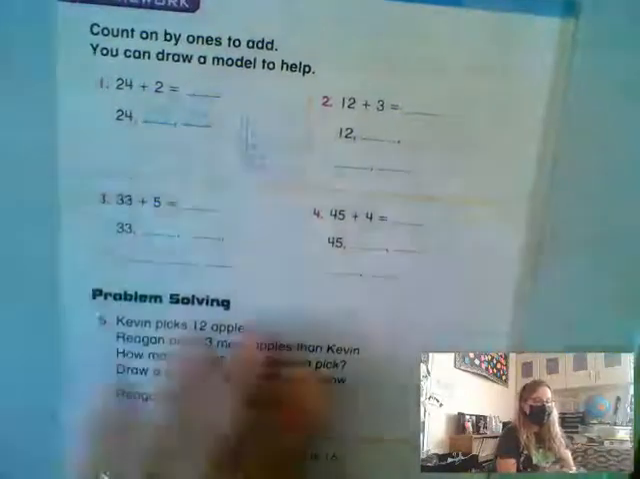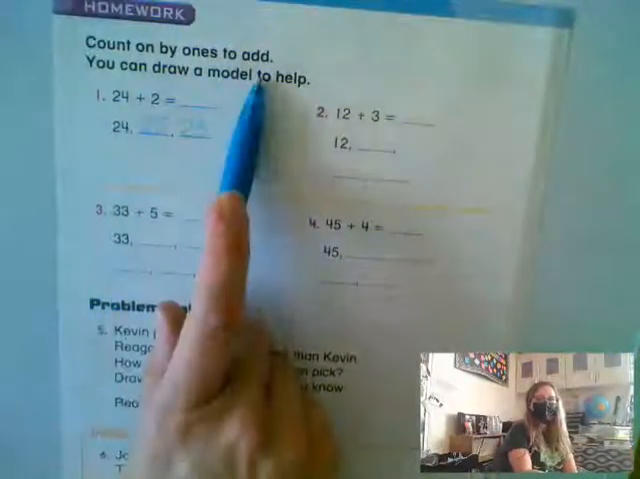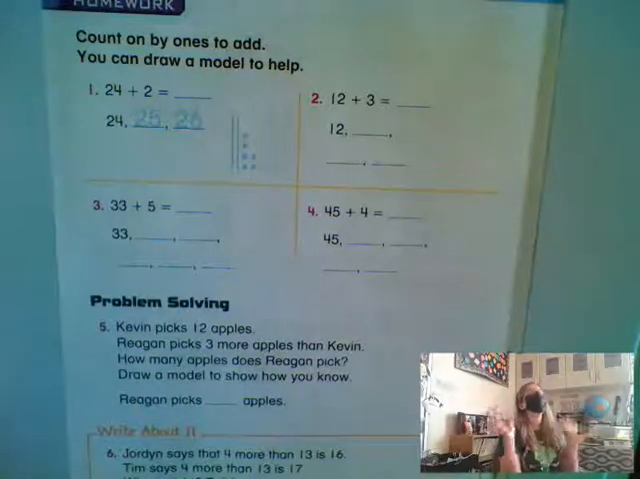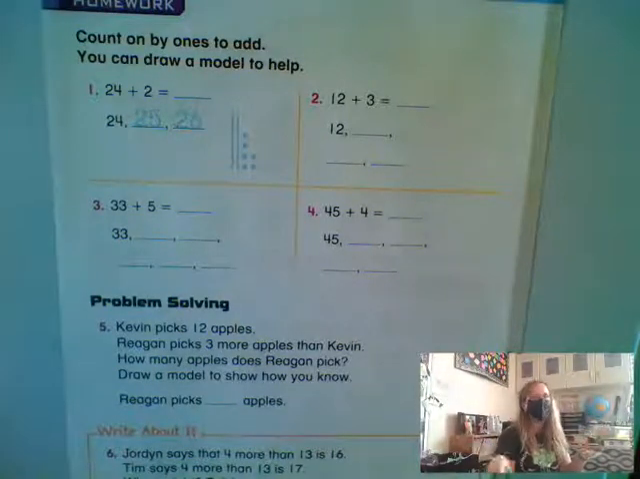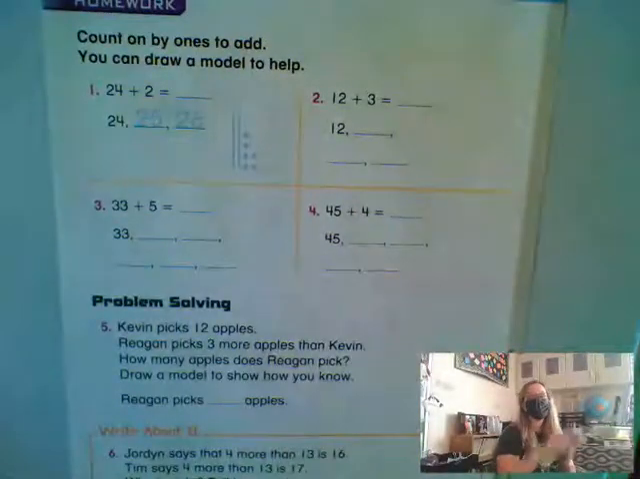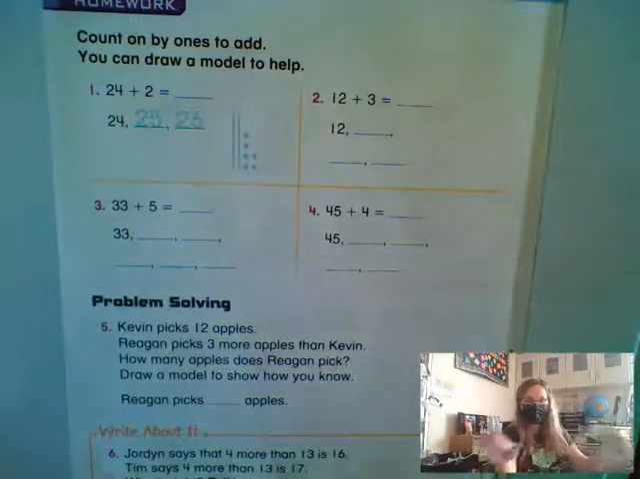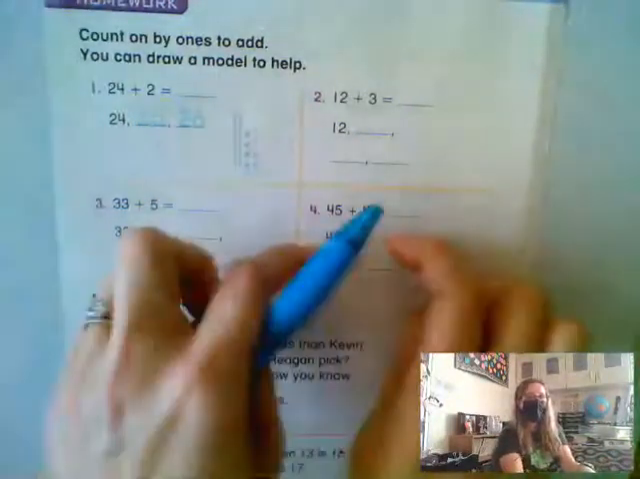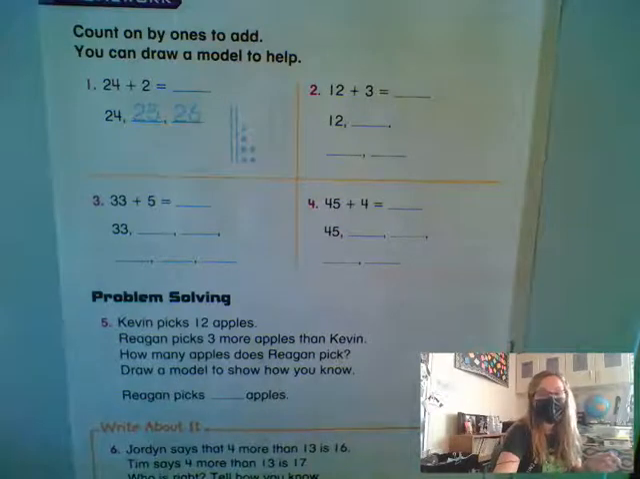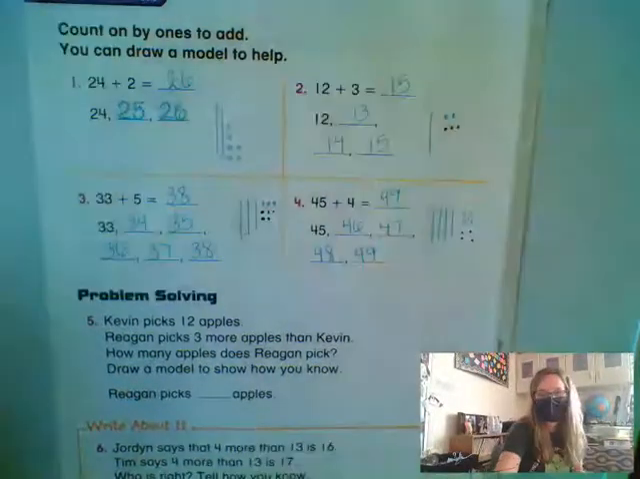And it says, count by ones to add. So we're going to fill in the numbers again here. I want you to take a minute to do 1, 2, 3, and 4, and then we'll go over it in just a minute. So if you're at home, pause the video, work through these problems, and then come back and unpause and check your work. If you're in the classroom, right now, get it done, and then we'll check our work.